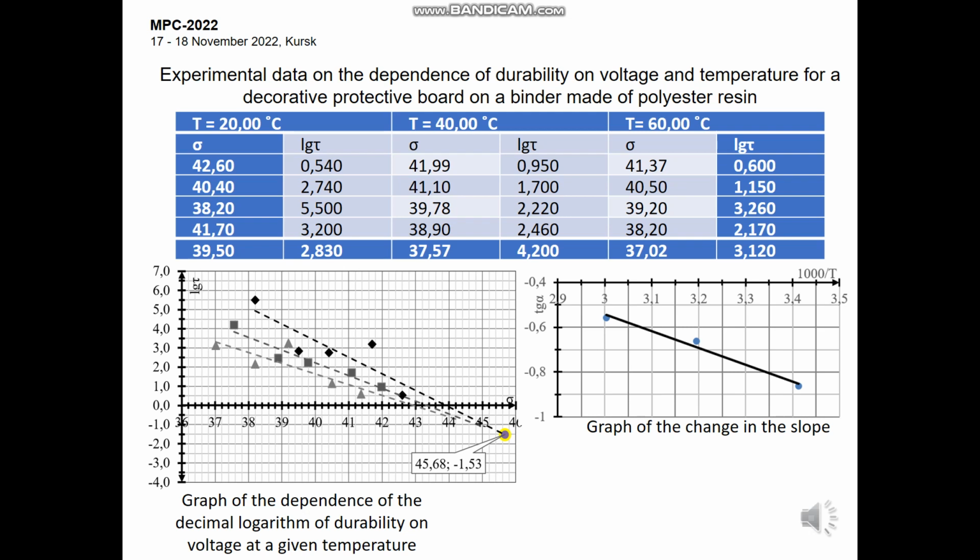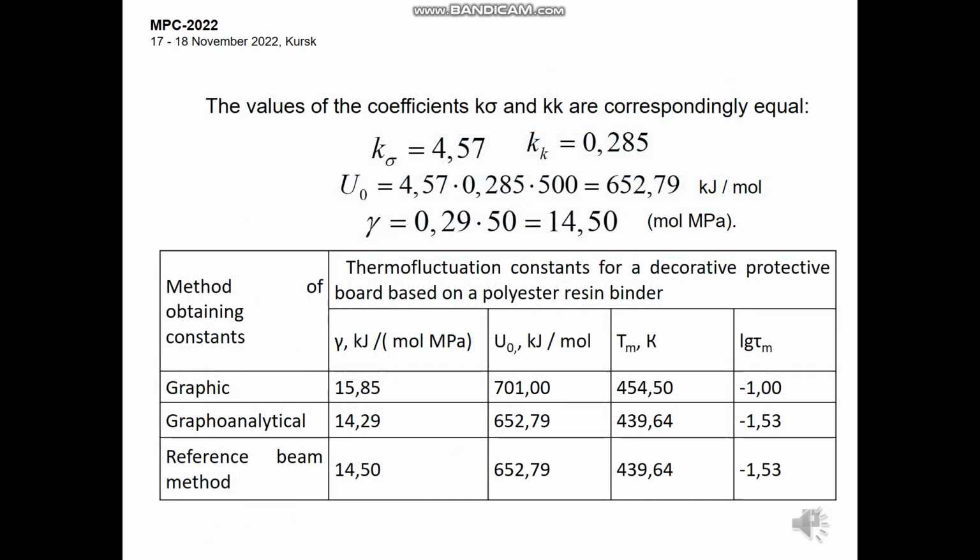On the basis of the experimentally obtained data, Table 2, a graph of direct temperatures in the coordinates lg τ, σ for a decorative protective board on a binder made of polyester resin was built. The limiting temperature of the existence of the material is determined from the linear dependence of the change in the slope of direct temperatures, shown on screen. The values of the coefficients K are correspondingly equal.